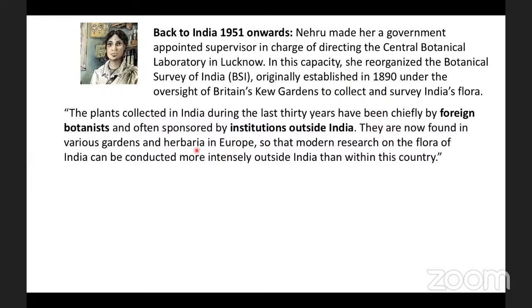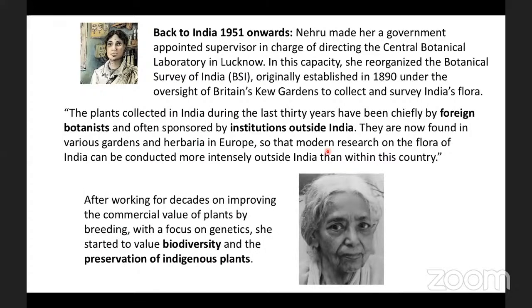So one of the things that she did, this is her own writing, is that she said that for the last 30 years, foreign botanists have been collecting Indian species, all sponsored by institutions outside India, and they are now found in various gardens and herbaria in Europe so that modern research on the flora of India can be conducted more intensely there. So as you see, what she's doing is building a country, a country that was under colonial rule for a long time. And the colonials came and their only intention was to document the natural wealth of India so that it could be exploited. Now, later on, she worked on this for a long time.